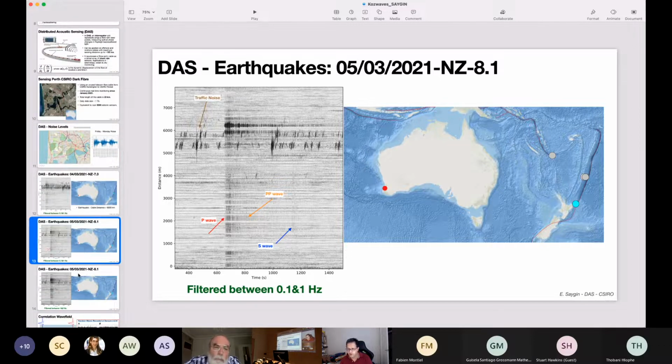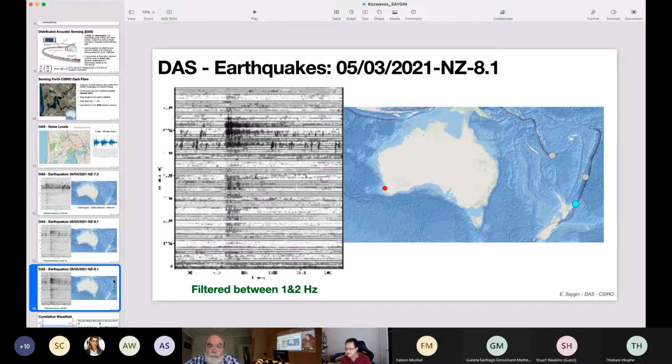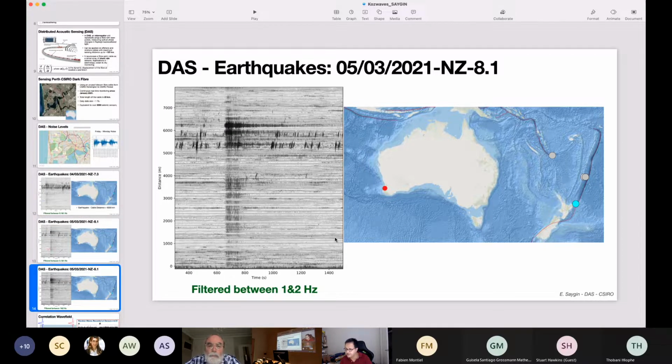The cable not only picks up, but offers quite a wide spectrum of measurements. This was filtered between 0.1 and 1 hertz. Even if you increase the frequency range all the way to 1 to 2 hertz, we still don't lose the signal. This is pretty extraordinary. In a quite noisy environment, we can sense distant earthquakes.